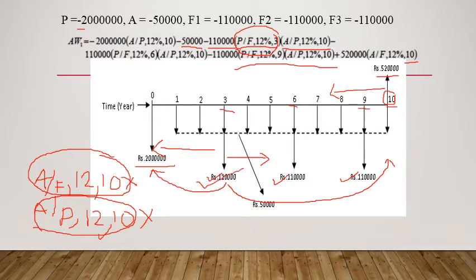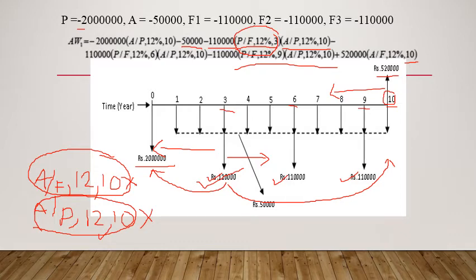Then let us come to the next 1,10,000. Where is it? It is at t is equal to 6. Again it is at the middle of the cash flow diagram. You cannot apply A by F or A by P straight away. The same argument we discussed till now holds good for this also. Hence first convert that into P at t is equal to 0.